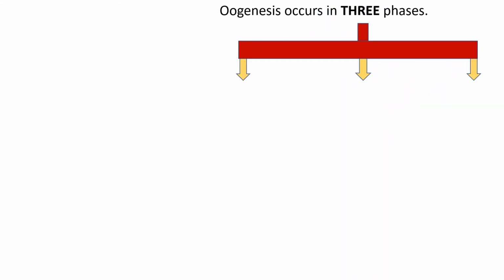Let us come to the important aspect, the phases of oogenesis. The oogenesis process occurs in 3 phases. Let us see what they are. The first phase is the multiplication phase, the second phase is the growth phase, and the third phase is the maturation phase.